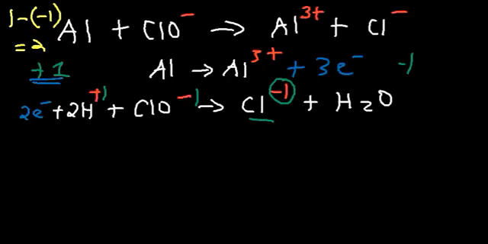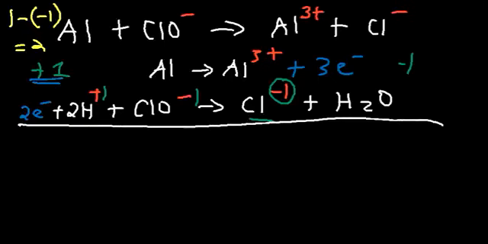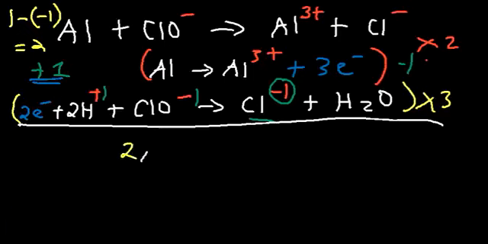Now these half reactions are balanced. Next we need to make sure the number of electrons is equal. As we said before, the least common multiple of 2 and 3 is 6. So we multiply this by 2 to get 6 electrons, and we multiply this equation by 3 to get 6 electrons. Let's rewrite what we have. We have 2Al, and that yields 2Al3+ with 6 electrons.